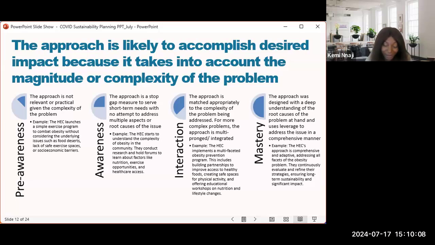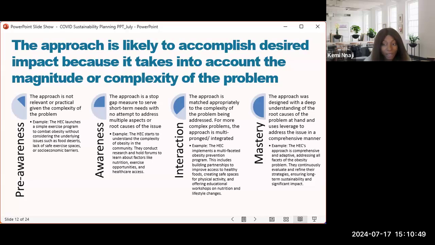So the third aspect of relevance and practicality is ensuring that the approach is likely to accomplish the desired impact by considering the magnitude or complexity of the problem. At the pre-awareness stage, the approach might not be relevant or practical given the complexity of the problem. For example, the HEC might launch a simple exercise program to combat obesity without considering root causes and issues such as food deserts, lack of safe space to exercise, or socioeconomic barriers.